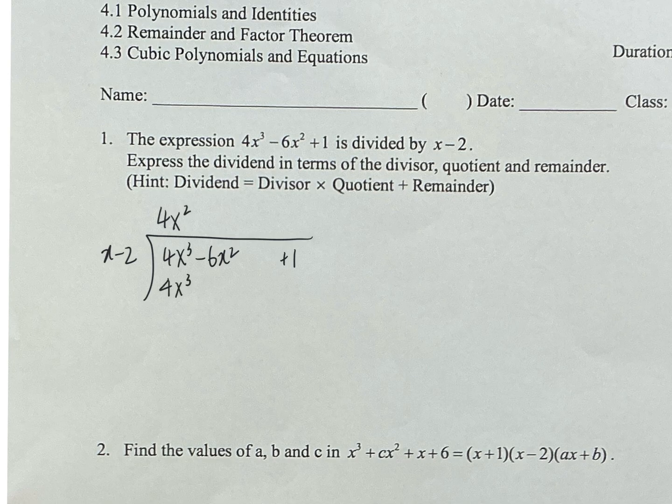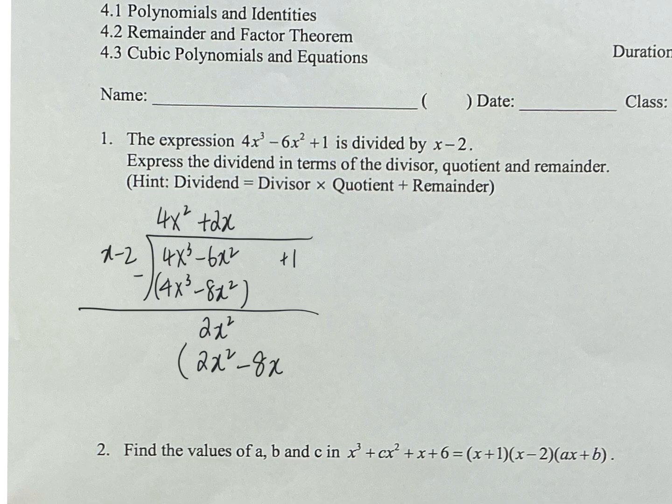So 4x cubed minus 8x squared. So when you subtract, it becomes a plus 8, so you get 2x squared. To remove that, you have to put in a 2x. So 2x squared minus 8x. When you subtract, you get a 8x and then you bring down your plus 1. So you can divide further by putting 8x.